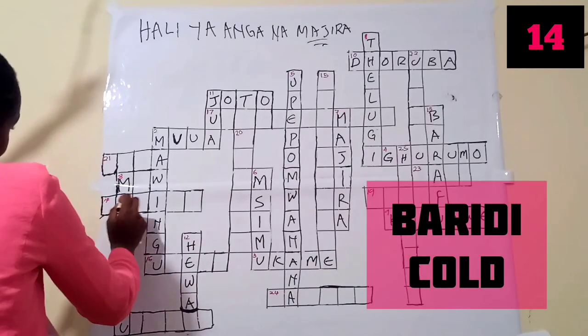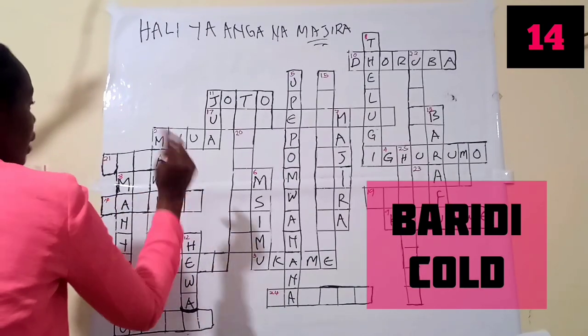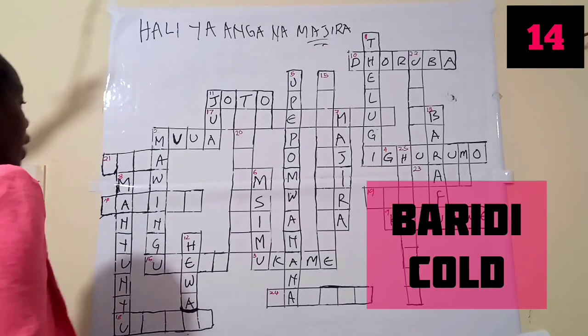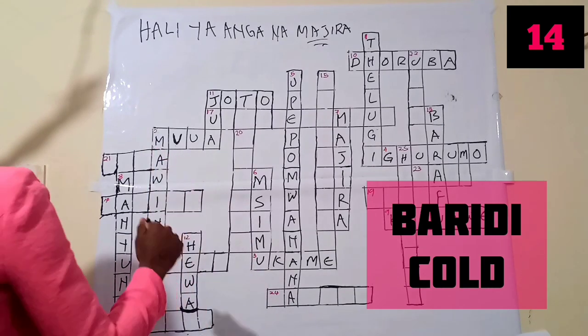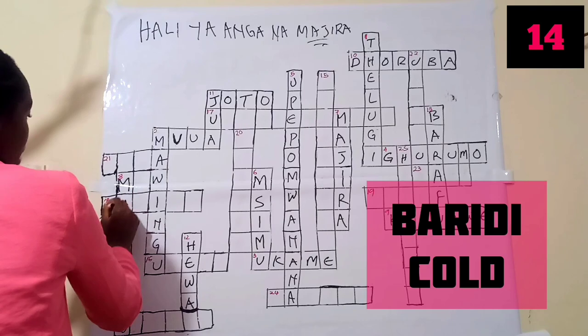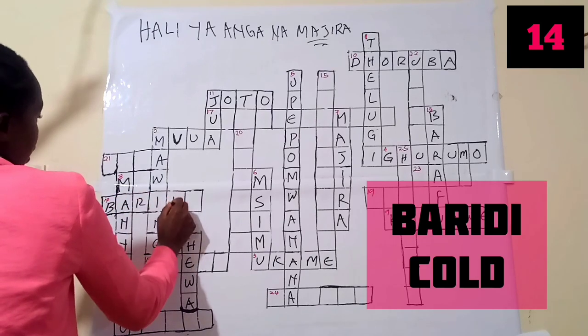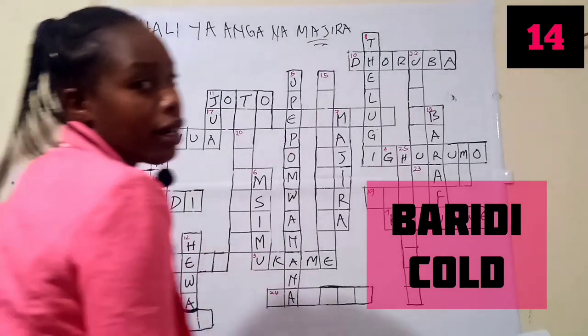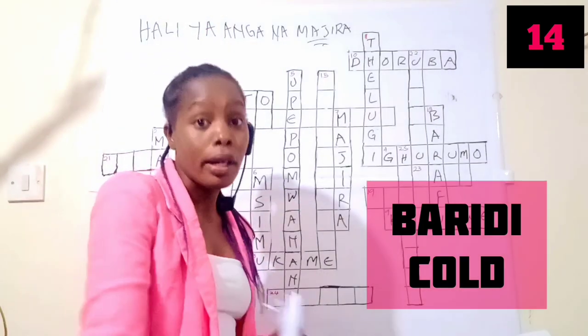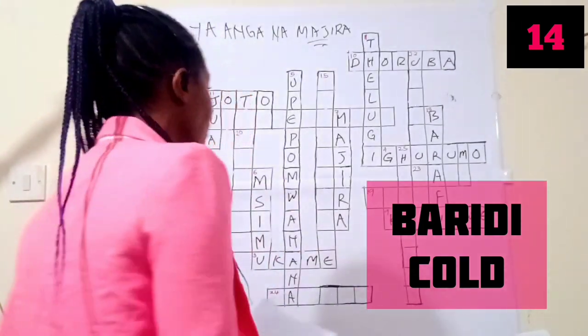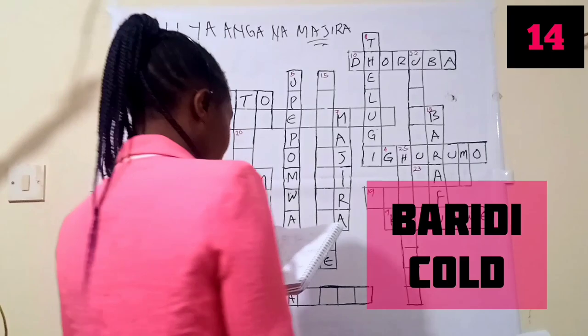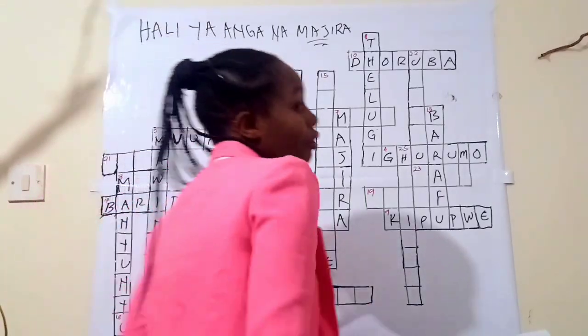14 is here. 1, 2, 3, 4, 5, 6. How many letters? 6. Baridi. Cold is baridi. Okay. Let's go to number 15.